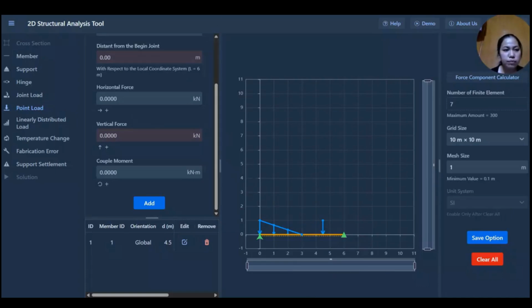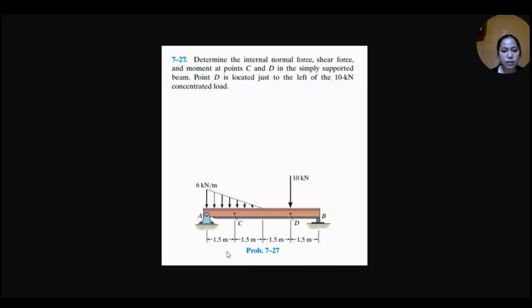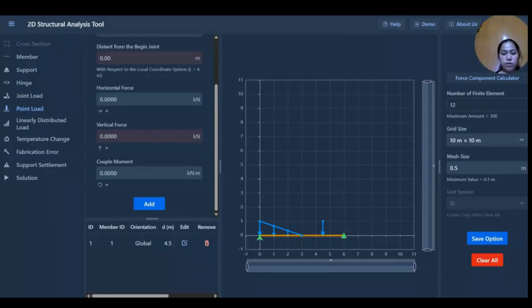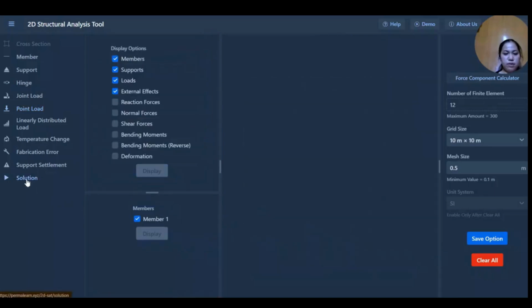So now we can see and check it. Here we have two types of support, pin and roller, at the beginning and also at the end. And for the loads, we have two types: linear distribution load and point load. So now we can click on the solution and see.